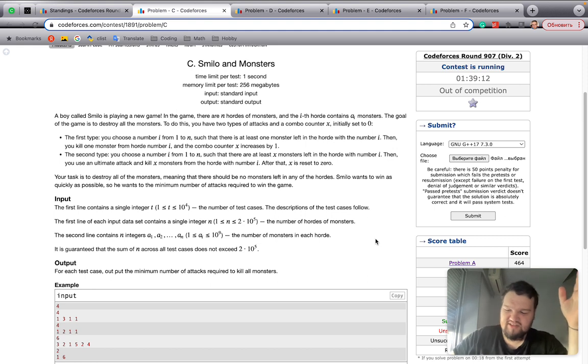So let's say that we are going to use M combo attacks. So let's take the M monsters with the highest health, and so this first combo attack we are going to kill the highest-health monster.